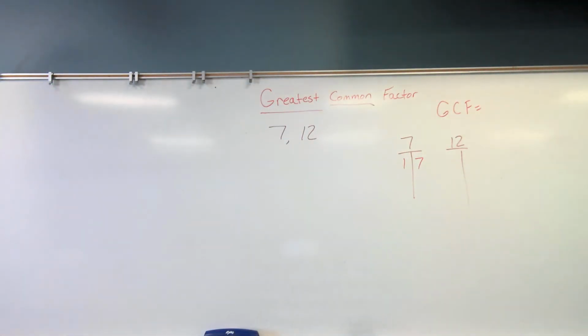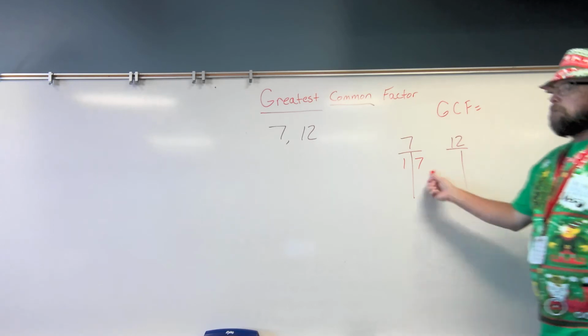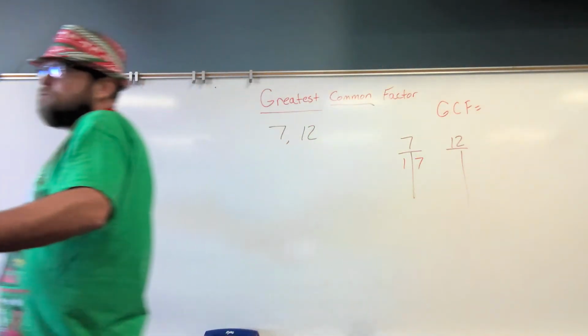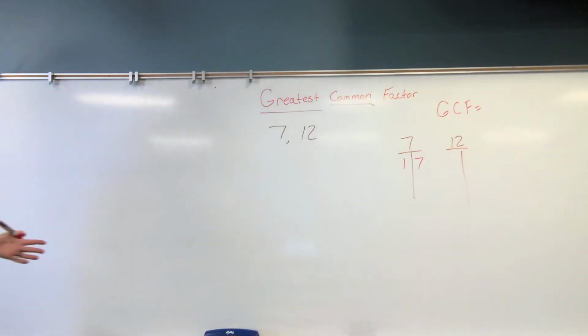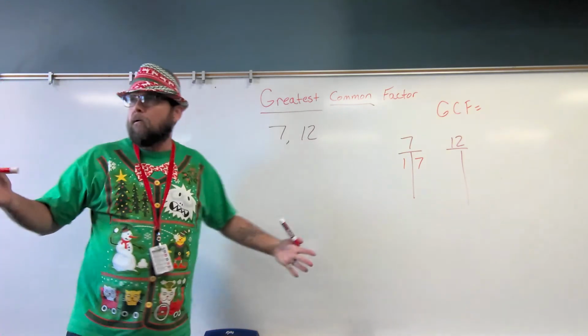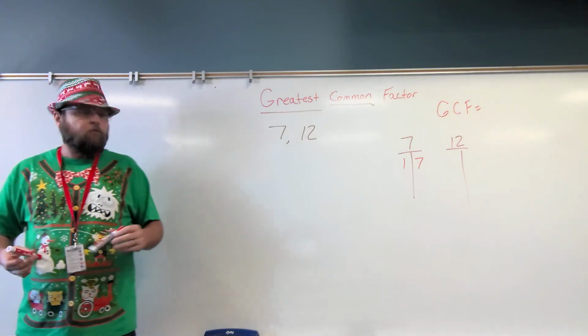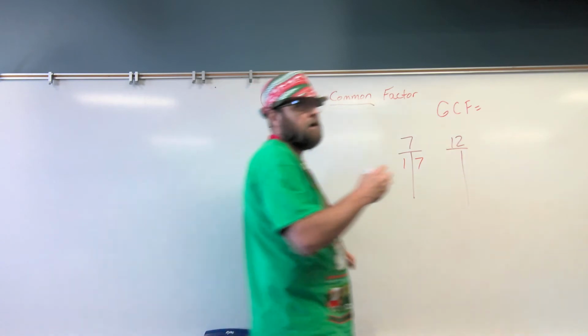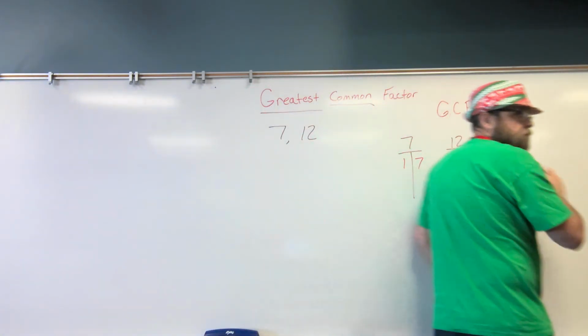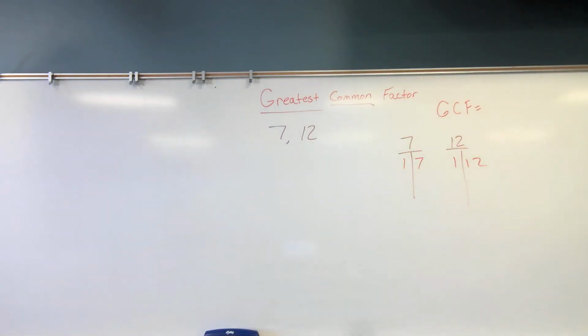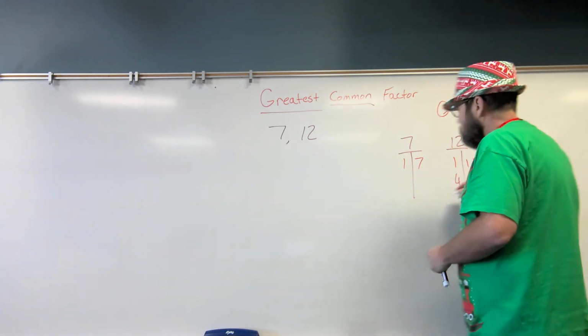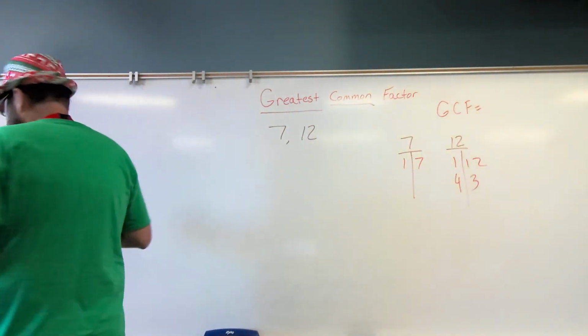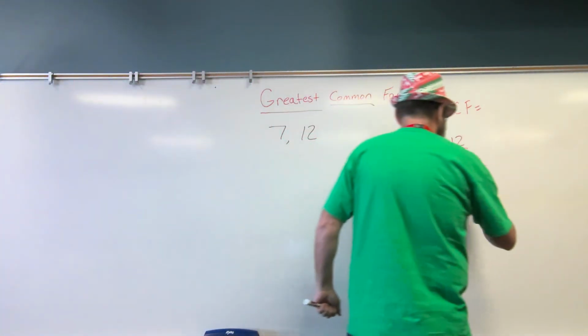Good, 7 is a prime number. So since it's prime, it only has 2 factors, one and itself. Let's look at 12, Eli A. What do we want to start with for 12? 1 times 12. Knocking out the difficult ones. Liam? 4 times 3. Kara? 2 times 6.